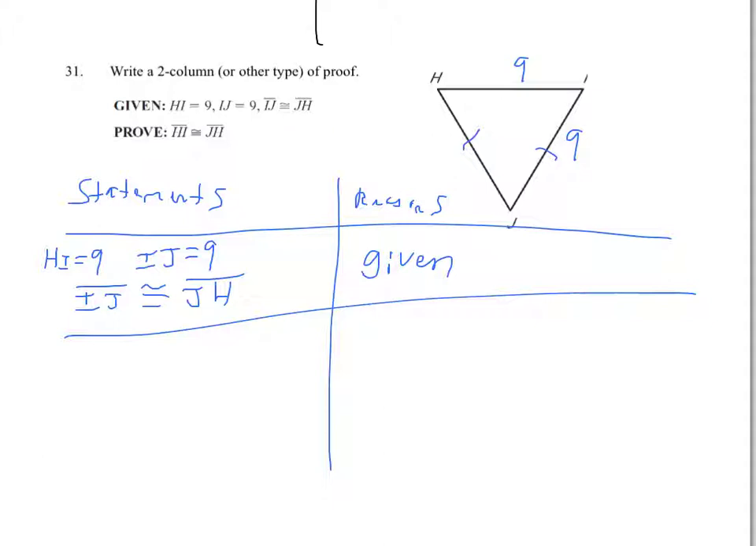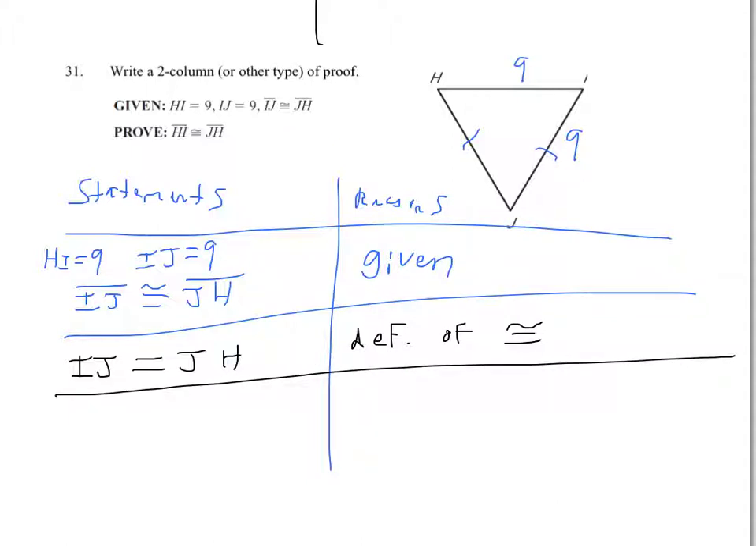There's a few different ways you could go about this proof. One way that occurs to me is to take the statement I just wrote down about IJ and JH, and if they're congruent, that means they have equal distances. So I'm going to say distance IJ must equal distance JH. And how do I know that? Well, that's what congruence means. So the definition of congruent segments is that they have equal distances.